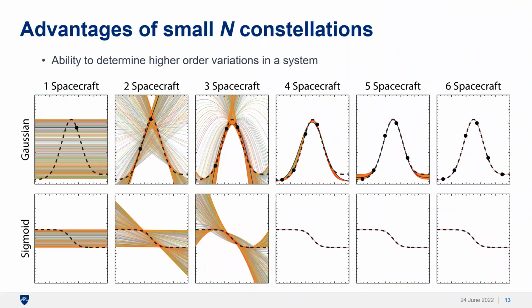So some advantages for these small n constellations is you have the ability to get higher order variations in a system over just one spacecraft. And so whether you want to look at something that has a Gaussian distribution or a sigmoidal distribution, if you only have one measurement, then you have one value, and that's not going to be representative of that variation. When you start getting to two spacecraft, you have a spatial gradient. And if you have two spacecraft that are close to one another flying through the same region, you can start disentangling spatial temporal variabilities. And as you go up in number of spacecraft, you quickly gain the ability to start constraining these systems. And so with that, a lot can be done with a limited number of spacecraft if you have the right question.